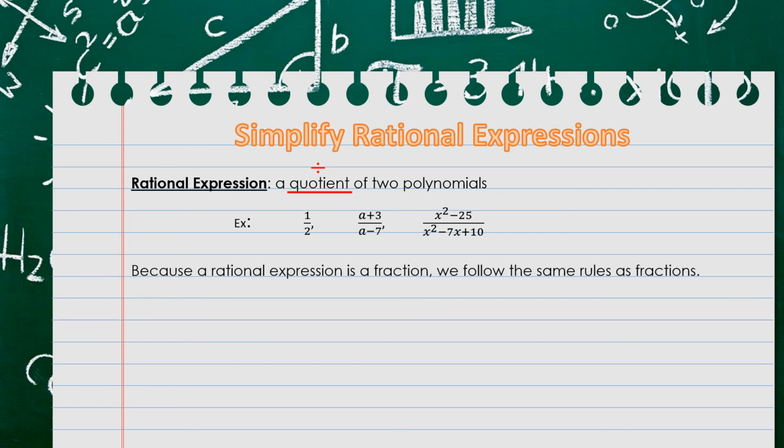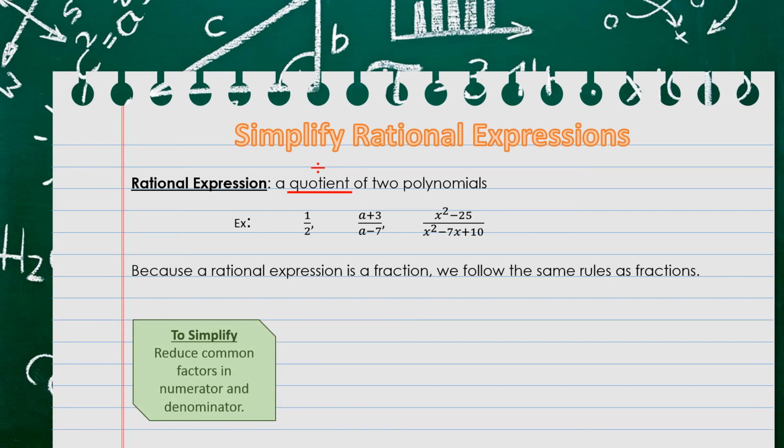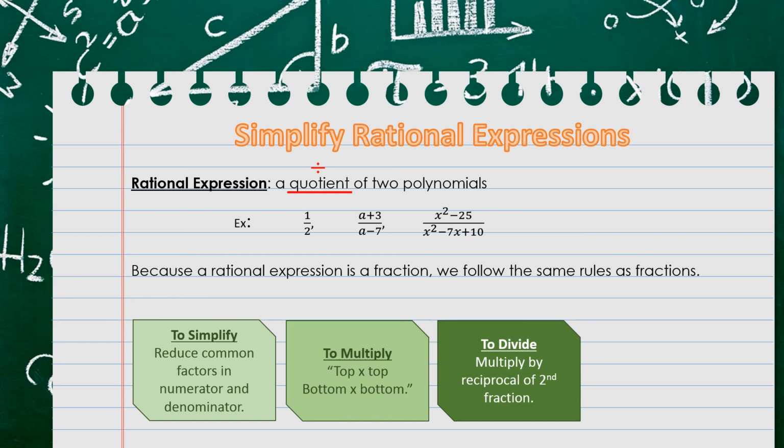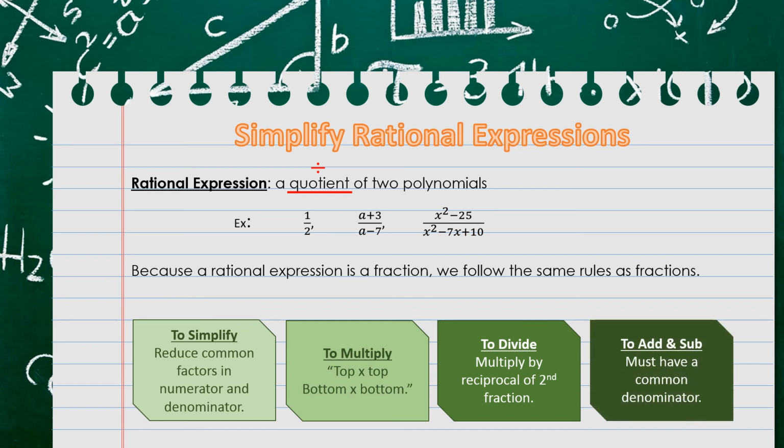Because a rational expression is a fraction, we follow the same rules as fractions. To simplify, we reduce the common factors that appear in both the numerator and the denominator. To multiply, we do top times top, bottom times bottom. To divide, we multiply by the reciprocal of the second fraction. And whenever we are adding and subtracting, we must have a common denominator.